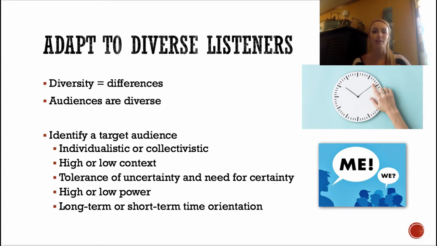So our book talks about identifying a target audience and knowing whether your audience members come from an individualistic or collectivistic culture. So I have this image over here that says me or we. Individualistic cultures are very focused on the individual person, and that takes precedence over the culture or the group that they're in that specific instance. Collectivistic cultures, on the other hand, really value the culture or the group, the family as a whole.